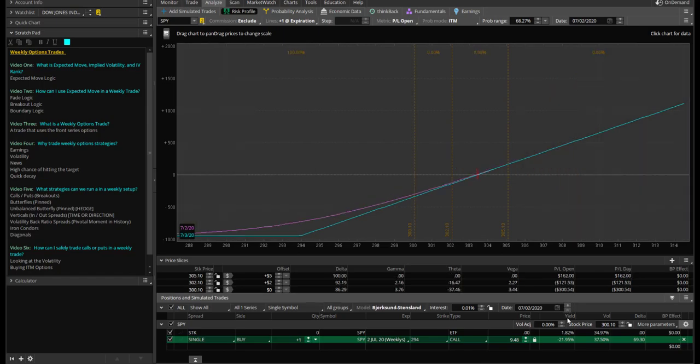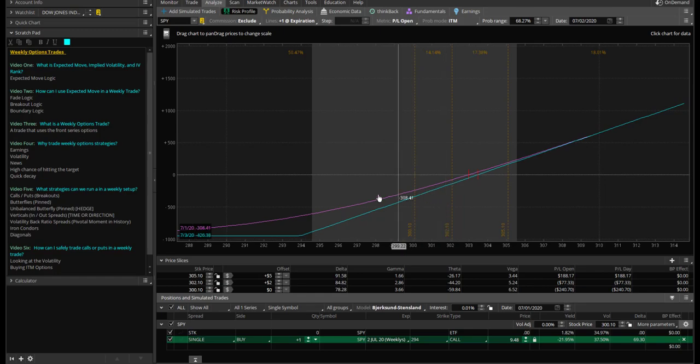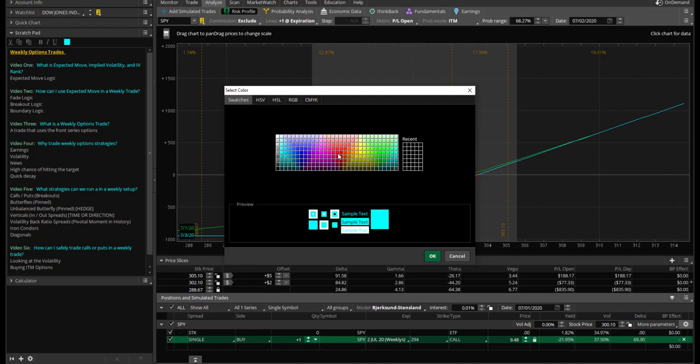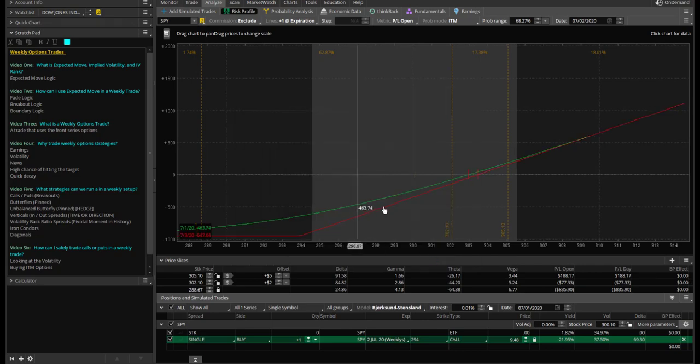So here we are one day before expiration, and you can see that that purple line, the plum colored line, was changing and sinking down to match that cyan colored line. We're going to make that cyan colored line red to indicate that it's a loss, or that it's a negative. So that green line is what we could make, and the red line is what the value of that option would be at expiration.